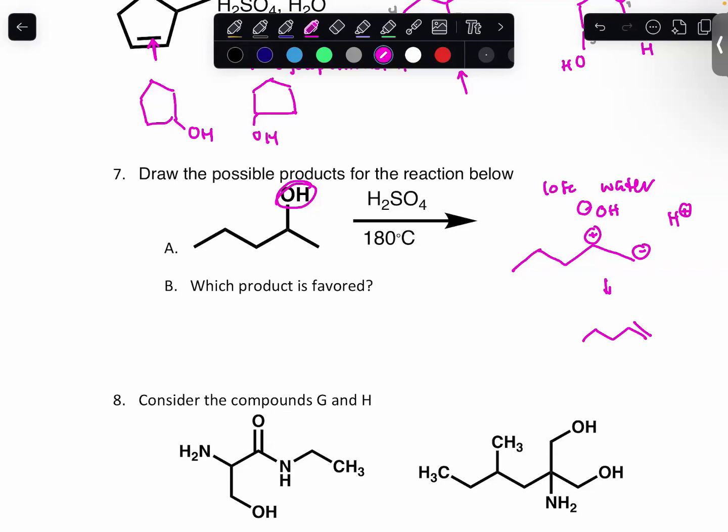Is this the only answer we could come up with here? No. What's the other answer we could come up with? The double bond on the other side. So these are our two products. Which one is favored? The one on the left. Left or right? Who feels strongly and wants to talk me through their thoughts?